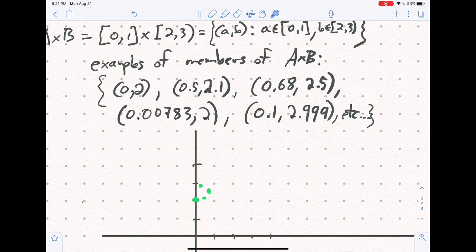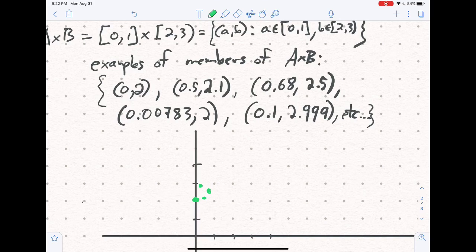Okay. Similarly, the y-coordinates of these points are coming from the second set. The second coordinate comes from the thing after the times sign, which means the y-coordinates are all between 2 and 3. They might include 2, but they will not include 3. And what does it mean when we actually fill in all of those? Well, every single point in here that has an x-coordinate between 0 and 1, and a y-coordinate between 2 and 3, every single one of those is going to be filled in.